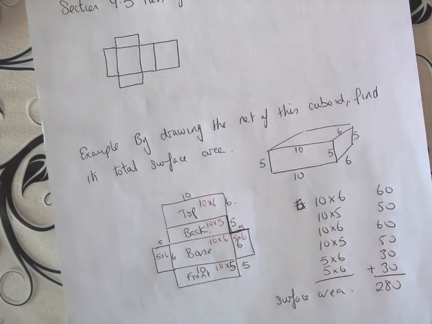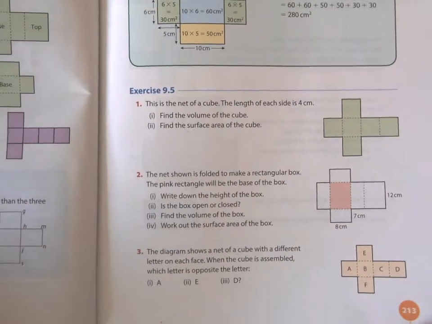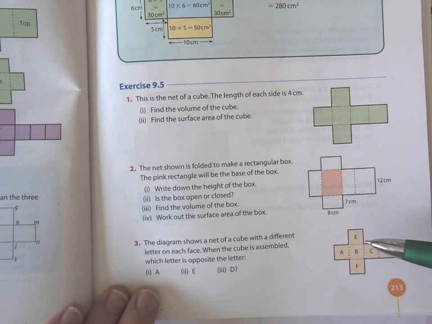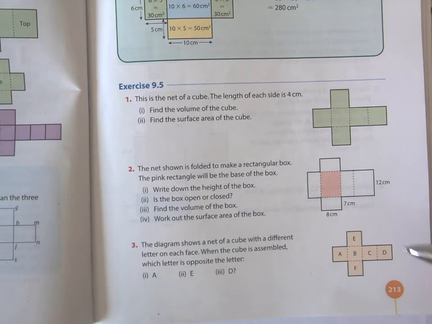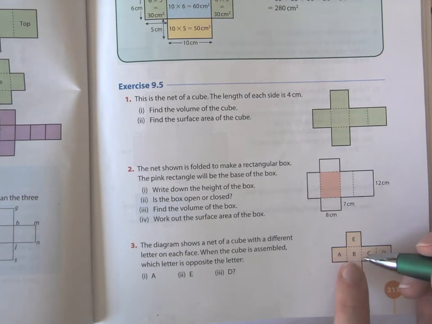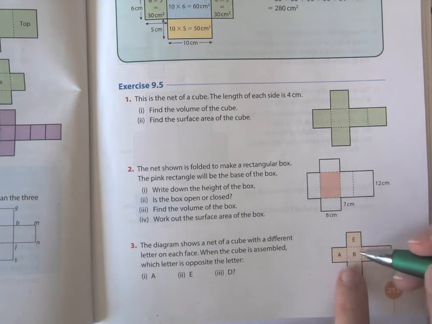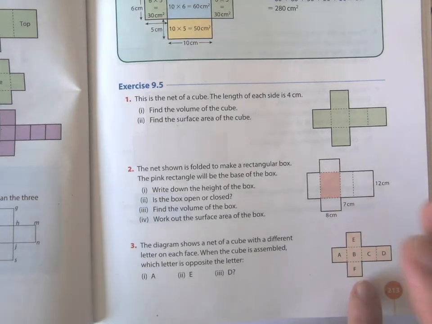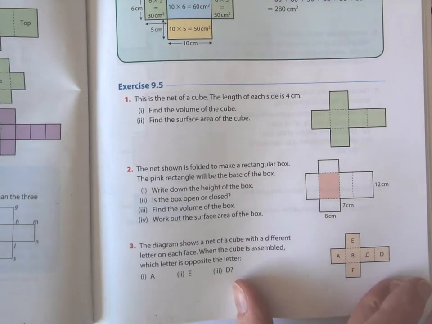Let's look again just at question 3. The diagram shows a net of a cube with a different letter on each face. When the cube is assembled, which letter is opposite the letter A? Let's say B is my base. When these fold up, C is opposite A. And when these fold up, E is opposite F. Then when C folds up, it's a side, and D folds up and across the top. So D is across from B. So your answer: what's across from A? It's C. What's across from E? It's F. And what's across from D? It's B.